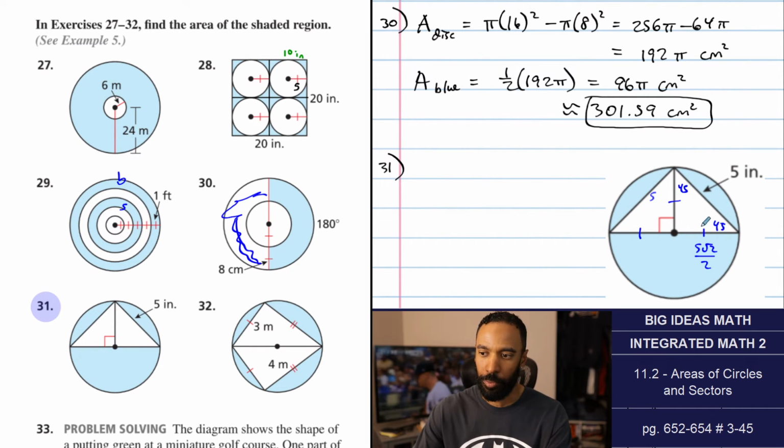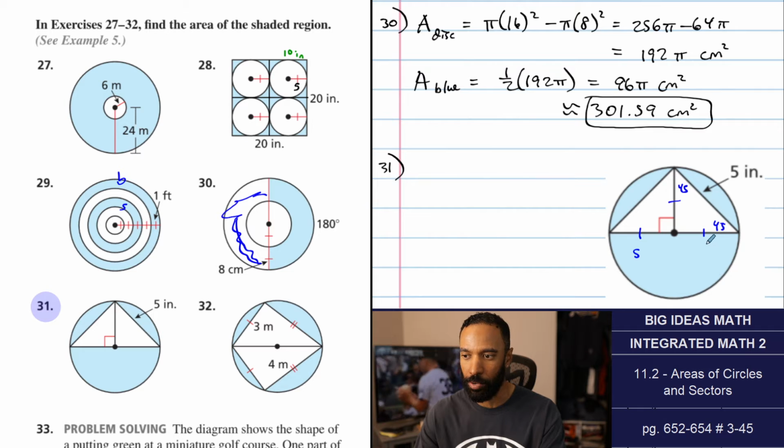Let me just say 5 over root 2. I think if I need to simplify at the end, I will. So I'll call this 5 over root 2. This is also 5 over root 2, and this is 5 over root 2. It's just cleaner to write.